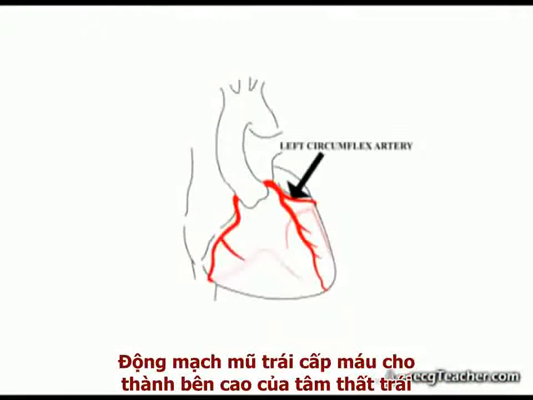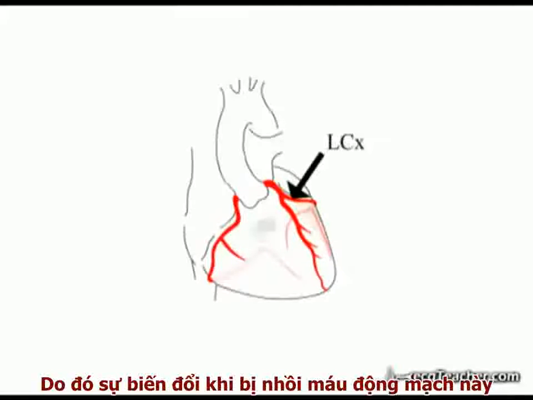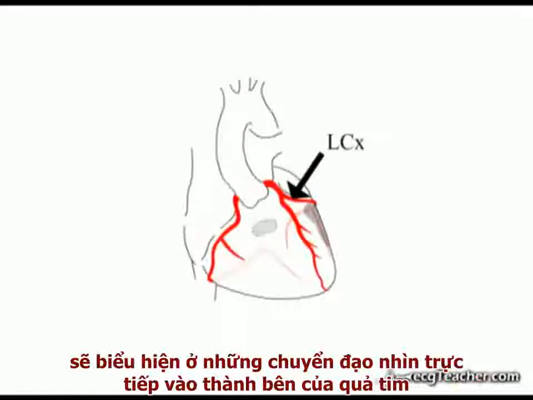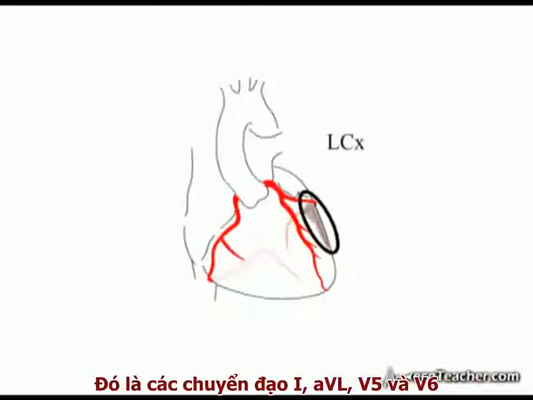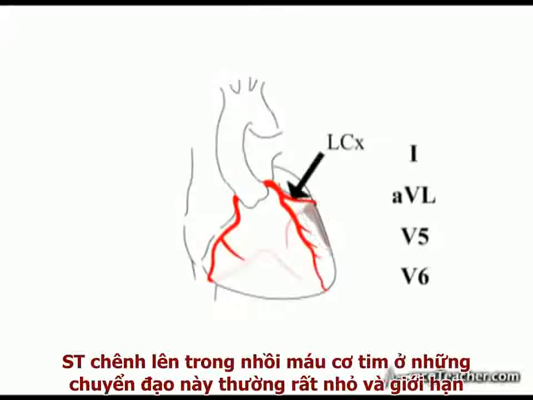The left circumflex artery supplies the posterior and high lateral wall of the left ventricle. So the changes of infarction in the territory of this vessel are prominent in those leads looking at the left lateral surface of the heart. That is, lead 1, AVL, V5 and V6. Changes of ST elevation MI in these ECG leads are often subtle and are easily missed.